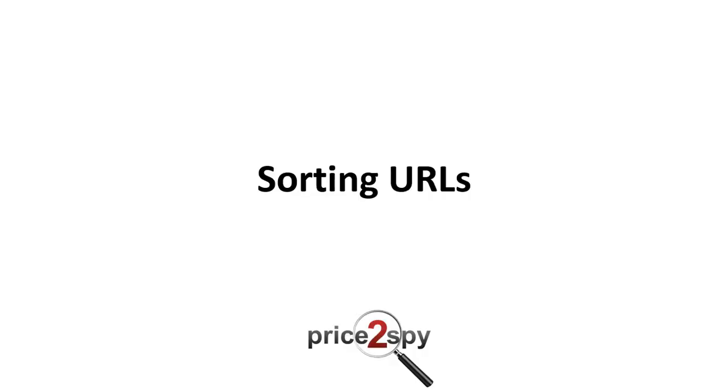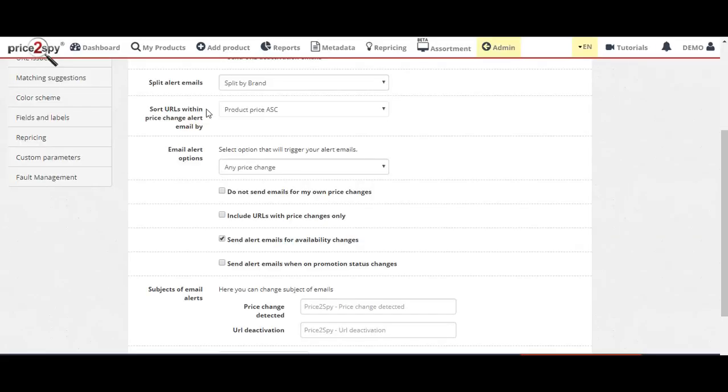Sorting URLs within price change alert emails. You can decide how you would like to have the URLs sorted in your alert emails. There are four options. The URLs can be sorted by product price in ascending or descending order. Alert emails will list URLs within a single product from the cheapest to the highest price, or vice versa.